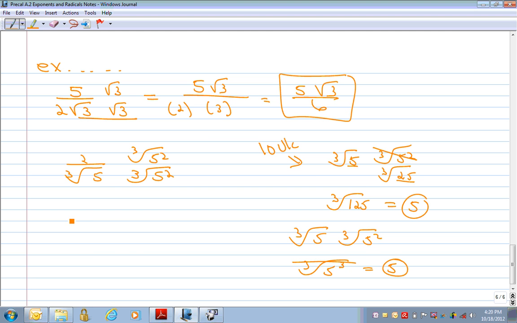So in the bottom now we know we're going to end up with just a 5. At the top we're going to have 2 cube roots of 5 squared, which is 2 cube roots of 25. And since we can't simplify that any further, that would be our answer.